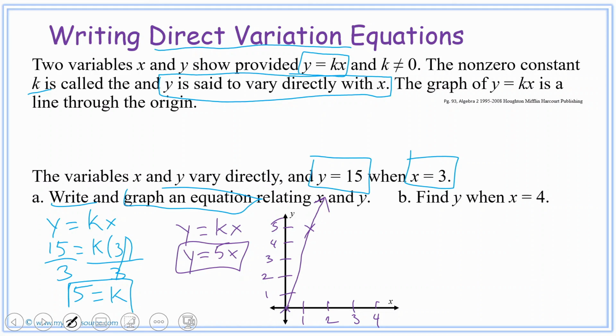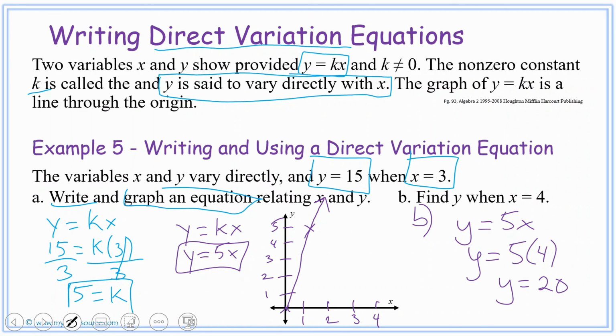And then for part B, they just want you to use variation. Sometimes you see this a lot. They want you to find y, right? So we're using this when x equals 4. And very straightforward. Just substitute like we've done in the past. This 5 looks a bit 3-ish. So y equals 5 times 4. So y would be 20 when x equals 4. And that's it. You're done with variation.